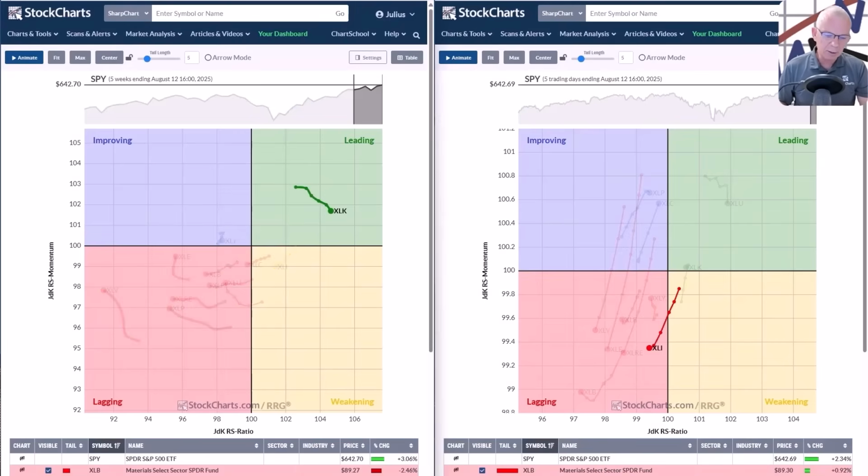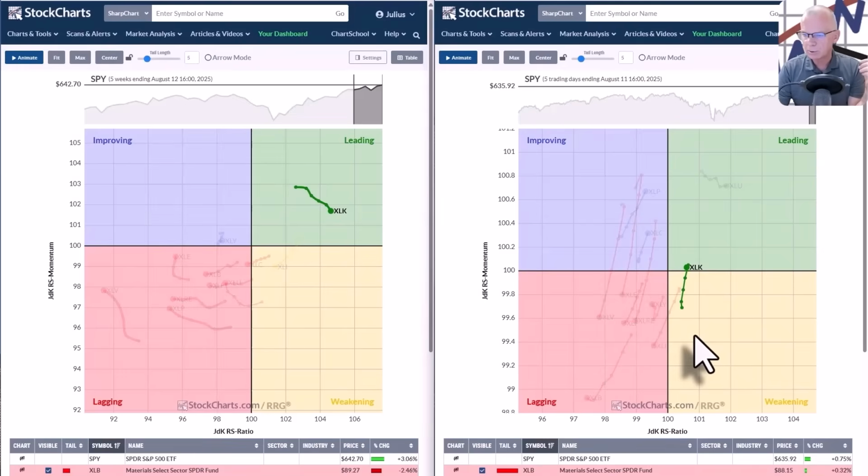Then we get to technology, and technology is the hero of the sectors. This weekly tail is gradually losing some relative momentum, but look at it. It's detached from all the others. It's way into the leading quadrant. There's plenty of room to make a complete rotation on the right-hand side. And if you look at the daily, then it just rotated back into leading, and the last 2 days are not fantastic, but that tail is shrinking.